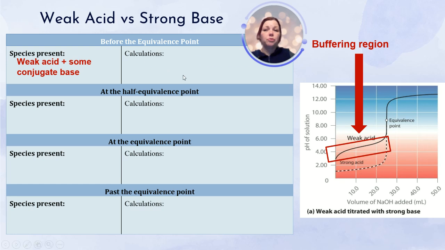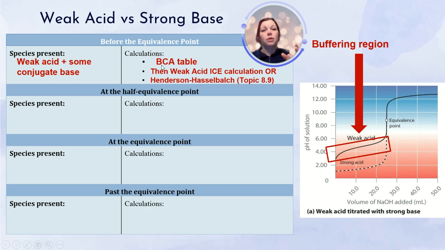So before the equivalence point, you're going to do a BCA table, again, to figure out how many moles of weak acid versus how many moles of conjugate base have been formed. And then you can either do a weak acid ICE calculation, or you can use the Henderson-Hasselbalch equation. And we'll talk about that not until topic 8.9, but it's worth mentioning here because once you know about the Henderson-Hasselbalch, you can come back and use it in this situation as well.